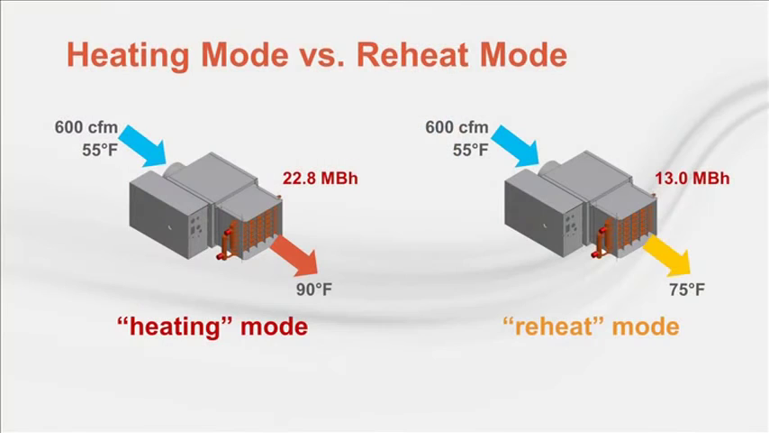The reason it is helpful to differentiate these two modes is that both the coil capacity and the leaving air temperature required for reheating are significantly less than what's required at the design heating load. In this example, the worst case reheat load is 13 MBH with 75 degree air. Compare that to 23 MBH and 90 degree air for design heating load.